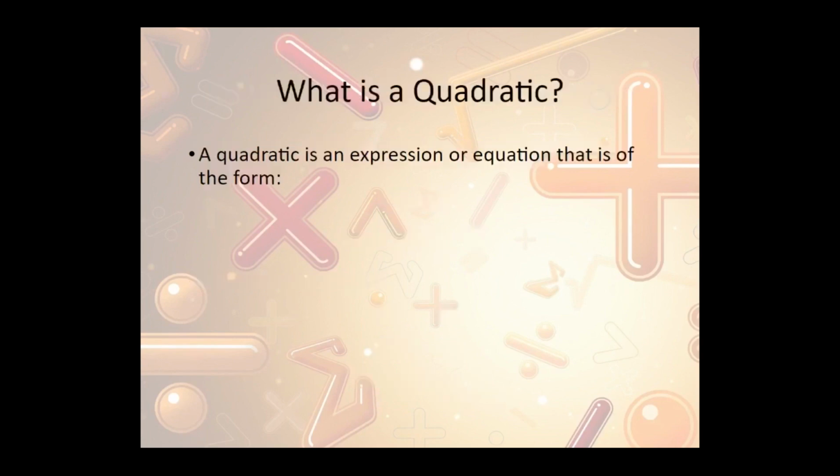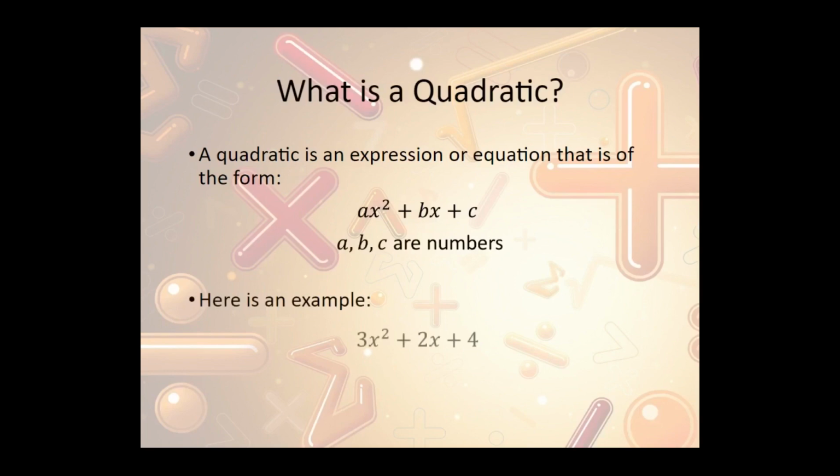Now, what is a quadratic? A quadratic is an expression or equation that is of this form: ax squared plus bx plus c. Notice the squared term is here, that we have an x squared, and we have some other x and then some constant. A, b, and c are all numbers, so those are not actually variables. An example would be 3x squared plus 2x plus 4.